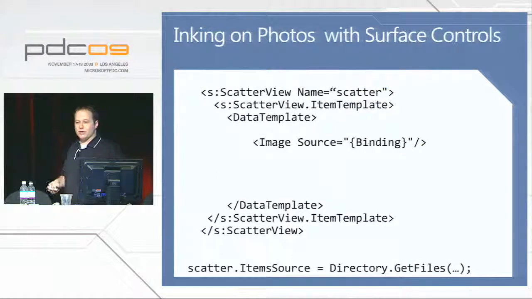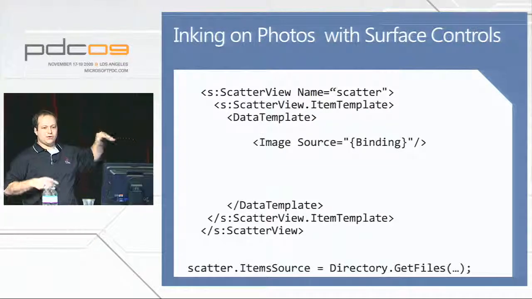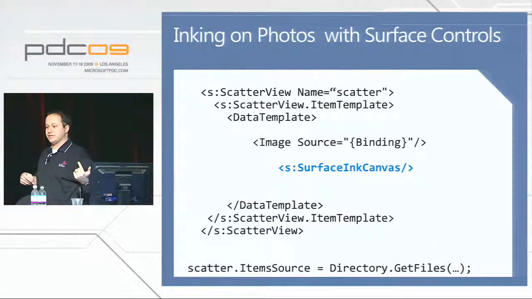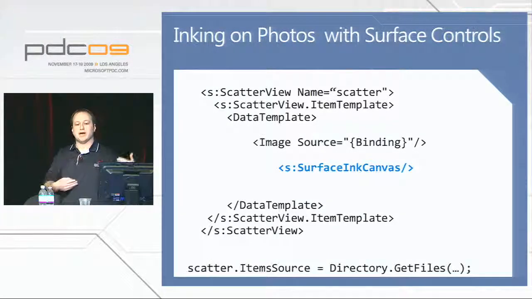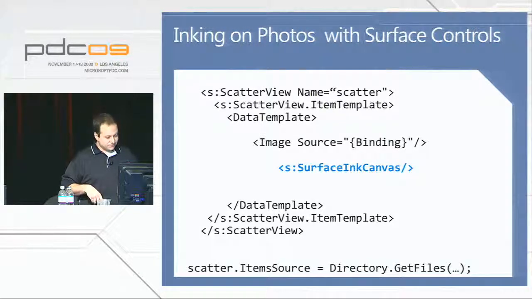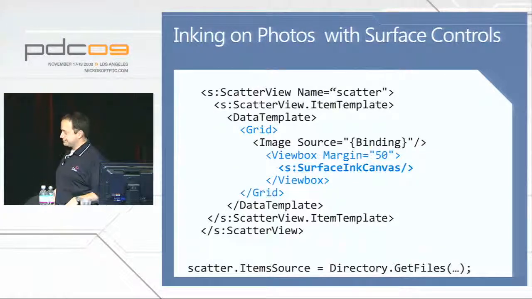We can actually go to the next level and combine these things, right? So on this slide, I've got the same scatter view control, but added some space because we can insert some stuff. The first thing we can insert is a Surface ink canvas control into our scatter view, right on top of the photo. So now we have a photo, we can also ink and annotate and draw on top of it. And then we just add some glue to tie those two things together.